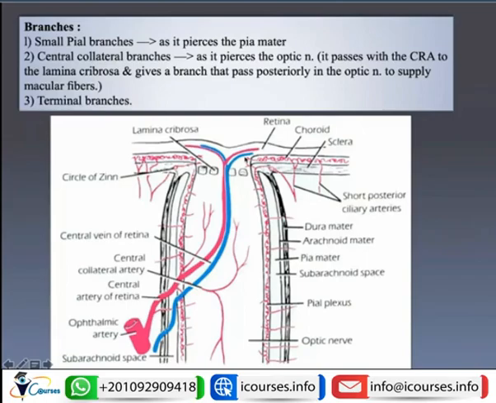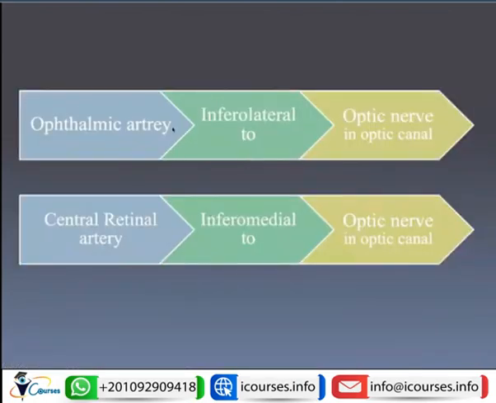Relations that are asked in the exam, to be put in your mind: the ophthalmic artery runs infralateral to the optic nerve in the optic canal, and the central retinal artery runs inframedial to the optic nerve. Again, the ophthalmic artery runs infralateral to the optic nerve in the optic canal. However, the central retinal artery pierces the optic nerve inframedially, inframedial to the optic nerve inside the optic canal.